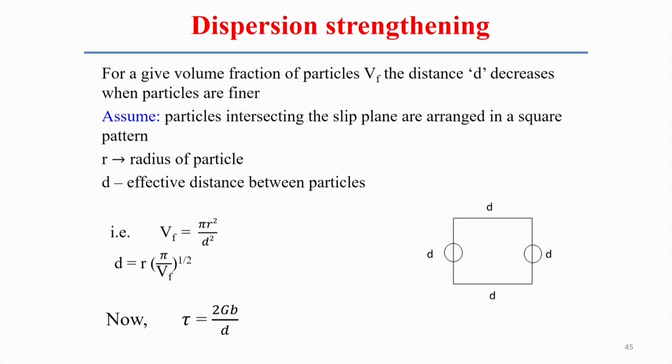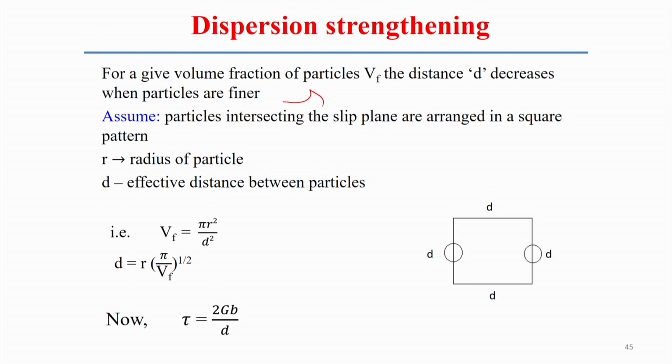Now for a given volume fraction of particles Vf, the distance D decreases when the particles become finer. That is true. For a fixed volume fraction, if you consider the distribution of the particles, if the particle size is less, effectively that increases the amount of dislocation segment length between these two particles. Now consider that particles intersecting the slip plane are arranged in a square pattern. Probably we can consider this configuration.